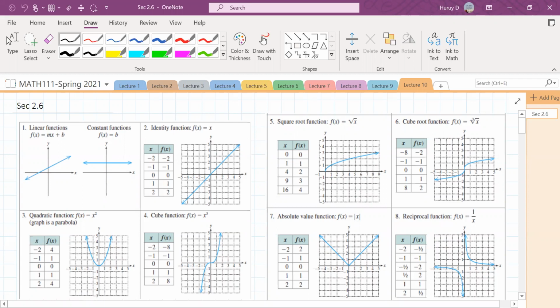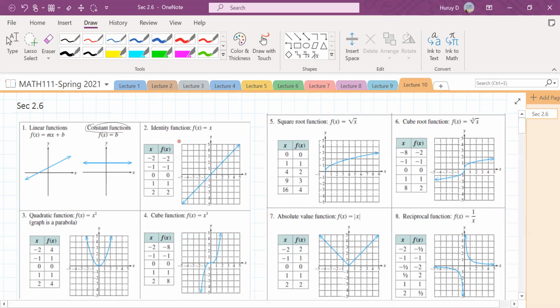So before we go to that, we need to become a little bit familiar with the basic functions or graphs of functions. For example, we have seen what a linear function is, and we have seen what a constant function is. A linear function is always a straight line, like this one. And a constant function, again, is a straight line, but in this case it's a horizontal line. The graph of a constant function is always a horizontal line.